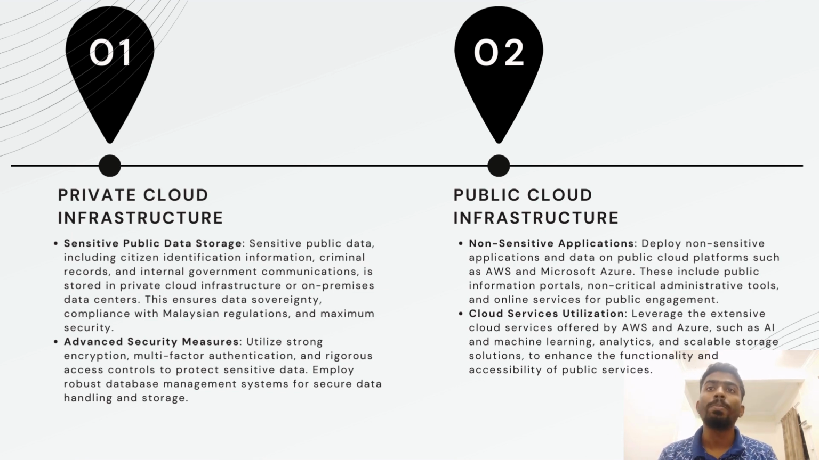The next is the public cloud infrastructure. This is to deploy non-sensitive applications and data on public platforms such as AWS and Microsoft Azure. This includes public information portals, non-critical administrative tools, and online services for public engagement. The next is to leverage the extensive cloud services offered by AWS and Azure, such as AI and machine learning analytics and scalable storage solutions, to enhance the functionality and accessibility of public services.